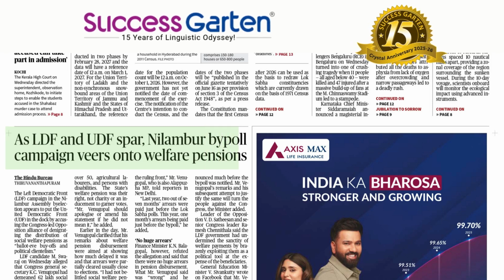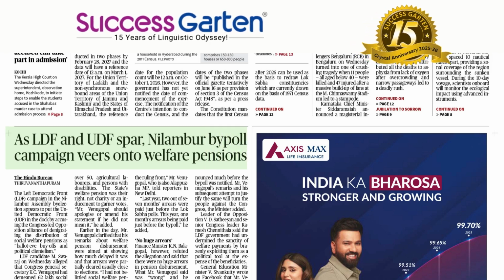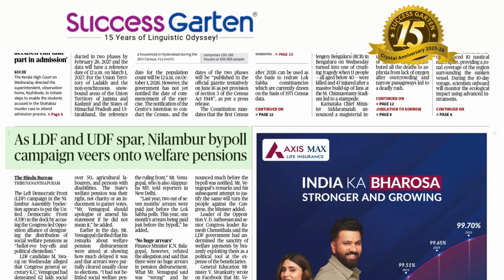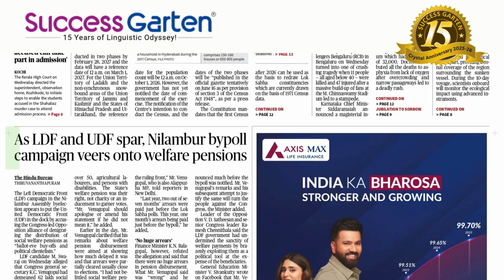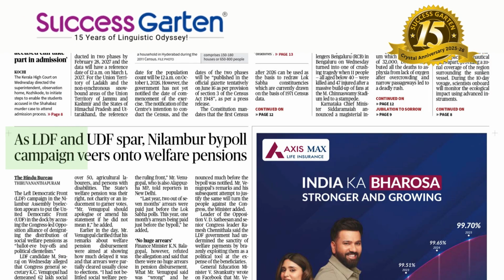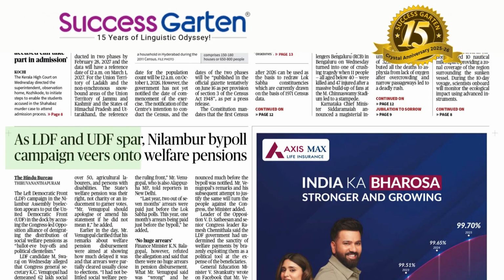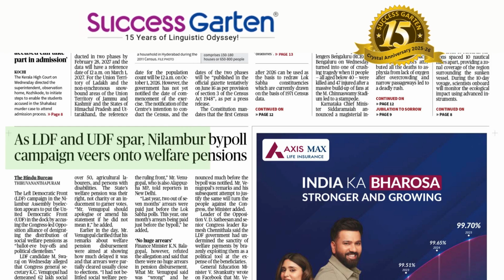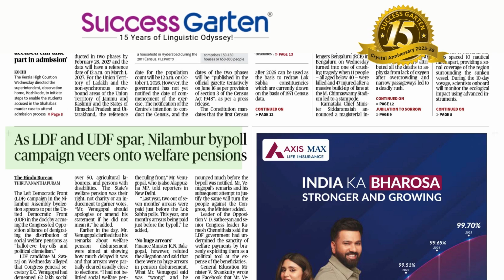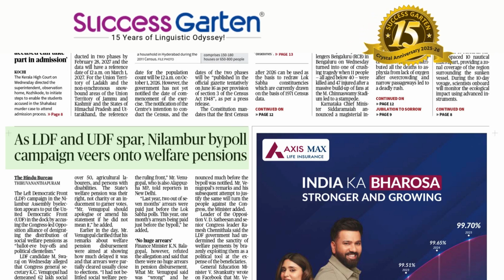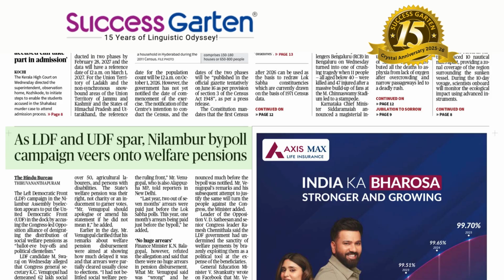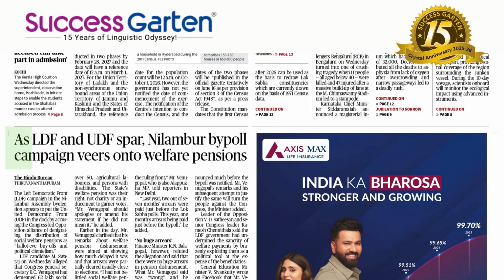The Nilambur bypoll campaign. Campaign. So that is a very important noun having the accent on the second syllable, campaign. That is a very important observation when we have two syllables in a word. The accent can be on the first syllable or the second syllable. Campaign, veers.